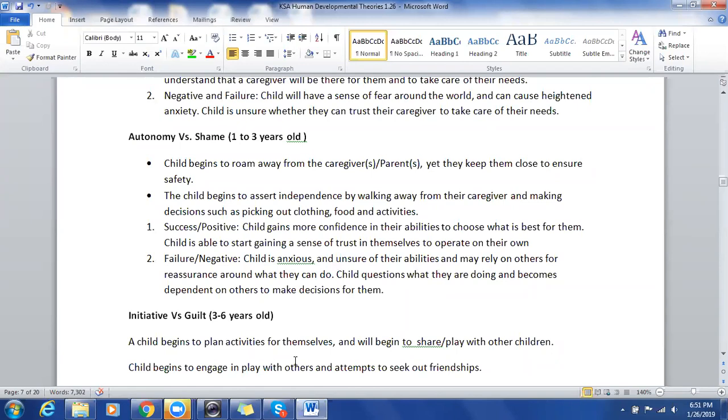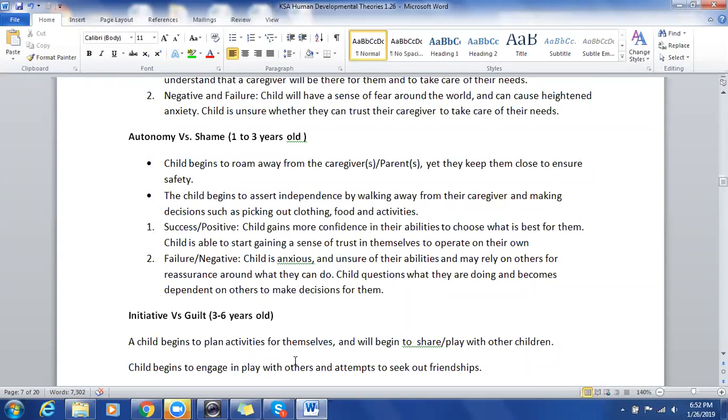So this is where the child on the autonomy side starts to make decisions for themselves and have some type of freedom. Shame is where they're not able to make decisions for themselves. Their caregivers are overbearing, or they just are indecisive on decision making. So success here is when the child gains more confidence in their ability to do for themselves, and the child is able to start having a sense of trust in themselves as well as a trust in their caregiver. Somebody that has freedom and autonomy ultimately ends up becoming more assertive and confident in relationships later.